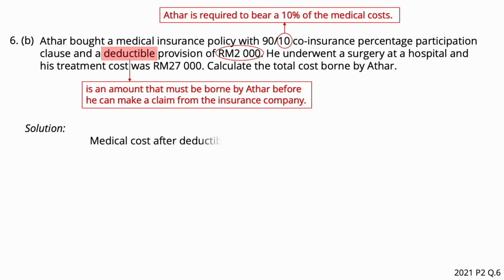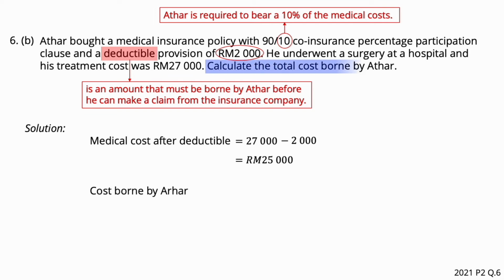Medical cost after deductible is 27,000 minus 2,000 equals 25,000 ringgit Malaysia. Calculate the total cost borne by Atta. Atta is required to pay 10% of the 25,000 and add it to the deductible 2,000. 10% of 25,000 plus 2,000, the total cost borne by Atta is 4,500 ringgit Malaysia.